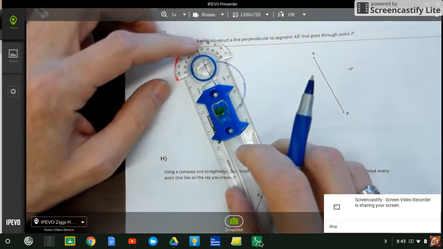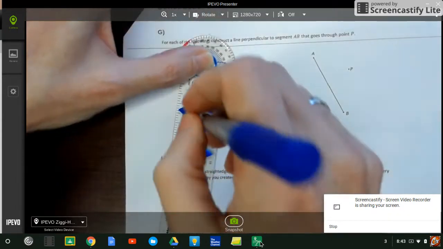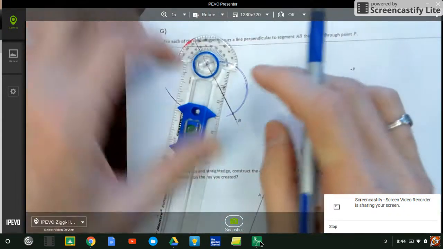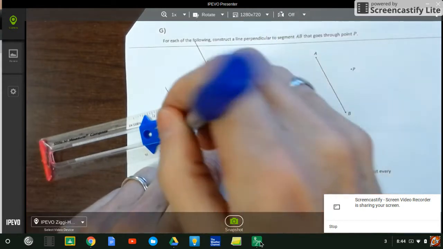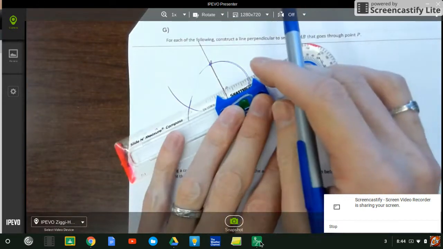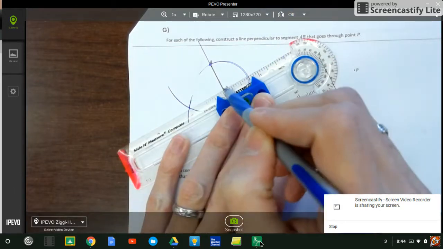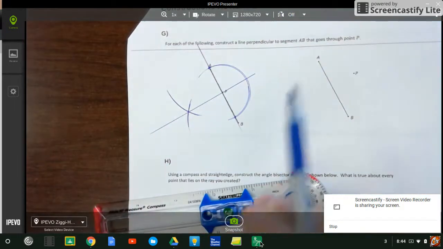Again, I'm going to make my compass setting a little larger. I learned earlier that if I don't, I end up running into the same point. So I make my compass setting a little larger. I did it on the opposite side of my curve, just so I didn't have so many lines crossing. And now from this point through P, there we go.